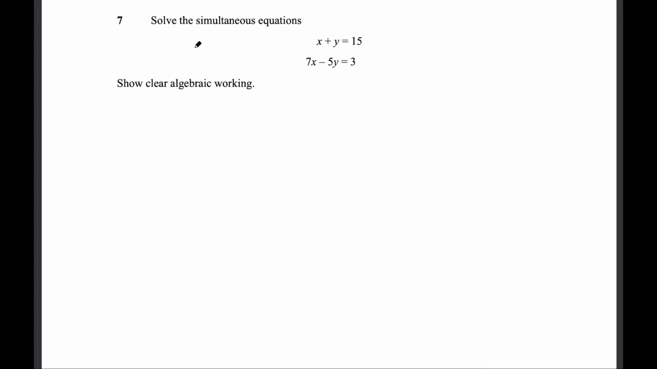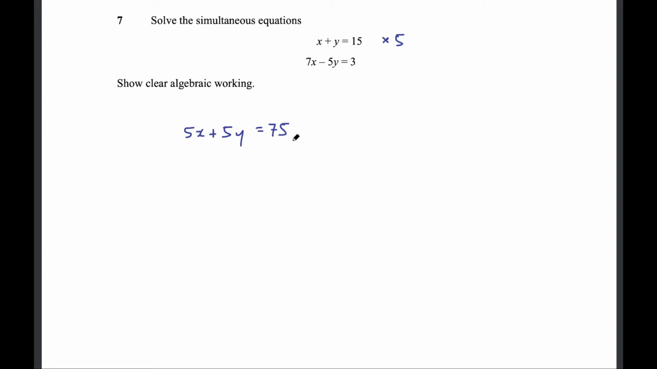Question 7 says solve the simultaneous equations x plus y equals 15 and 7x take 5y equals 3. Show clear algebraic working. So you can either use elimination or substitution for simultaneous equations. I'm going to use elimination by multiplying this first equation by 5. So if I multiply this whole equation by 5, every term in this equation needs to be multiplied by 5. I would end up with 5x plus 5y equals 15 times 5, that's 75.